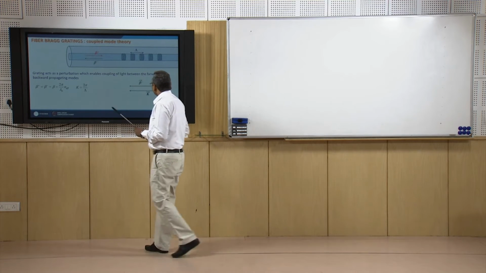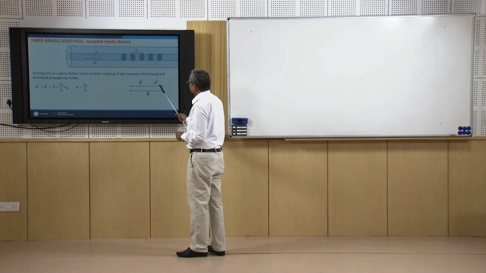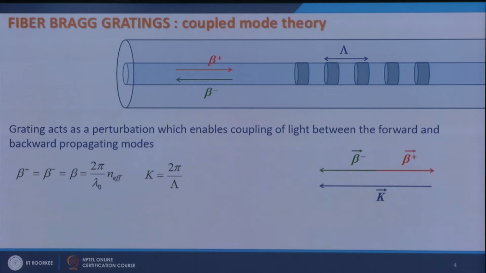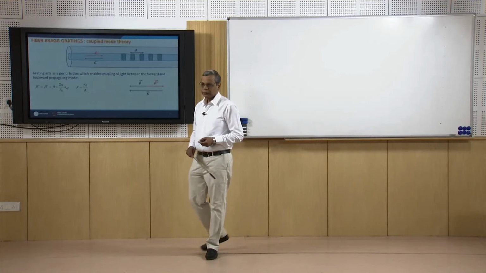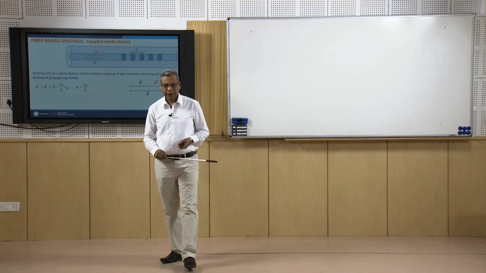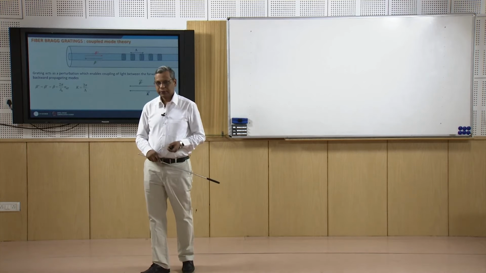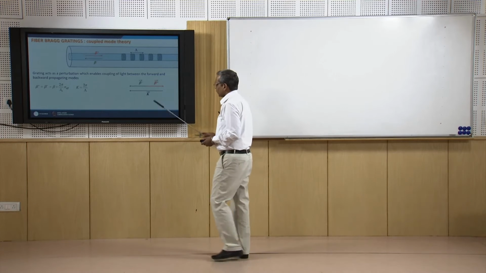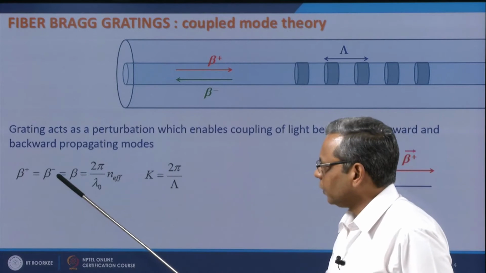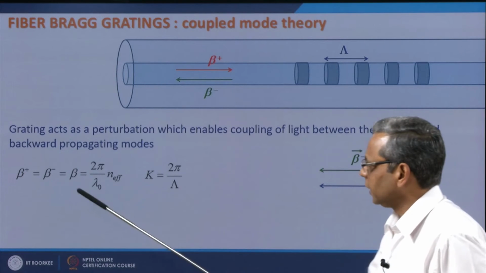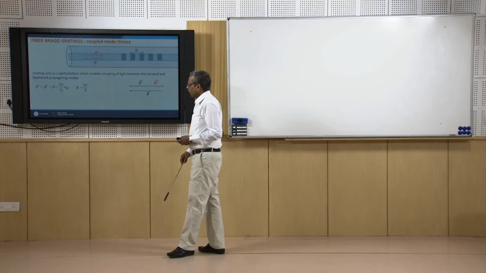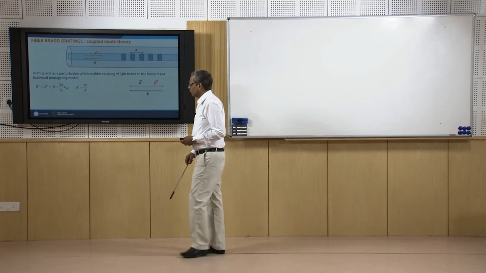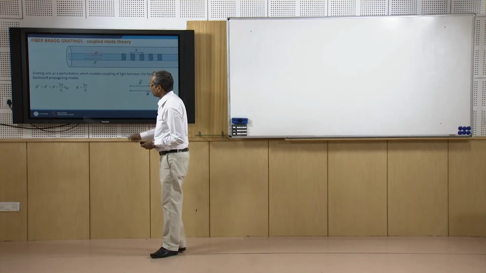So, if I have a forward propagating mode whose propagation constant is beta plus and a backward propagating mode whose propagation constant is beta minus, and of course, since it is a single mode fiber, these modes are the same, their propagation constants' magnitudes are the same, only their directions are different. So, the magnitude of beta plus would be equal to the magnitude of beta minus, let us say it is equal to beta, and if n effective is the effective index, then I can write it down as 2 pi over lambda naught times n effective.